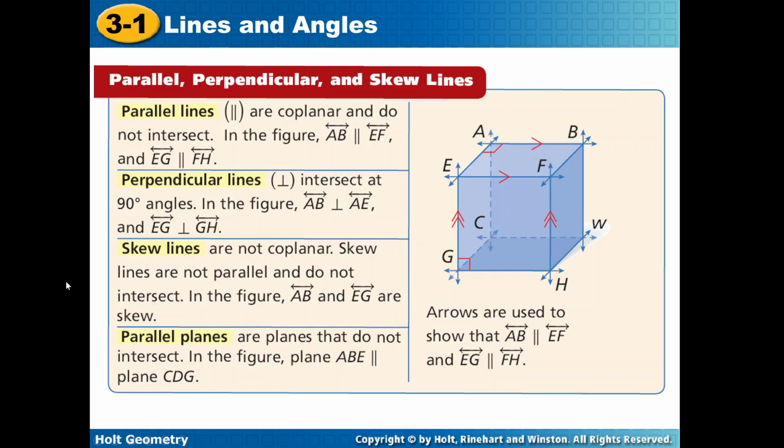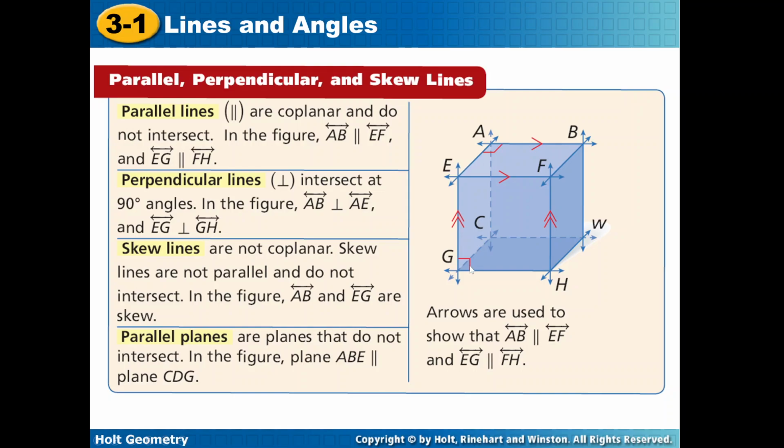Skew lines are lines that are not coplanar, so they're not on the same plane. Skew lines never intersect, and they're also not parallel. In the figure, AB and EG are skew, because AB comes from the upper plane, and EG is right on the front plane here, and they never intersect and are not parallel.